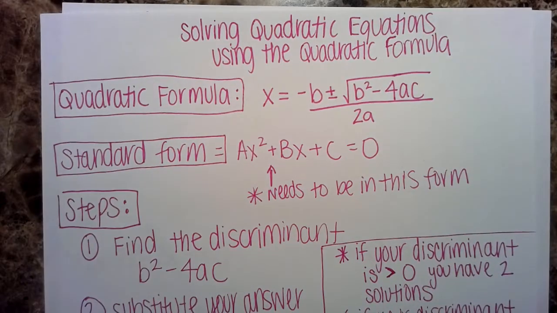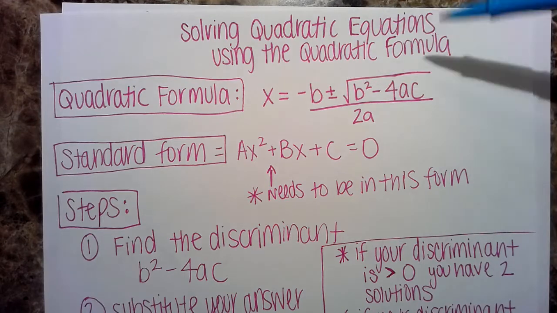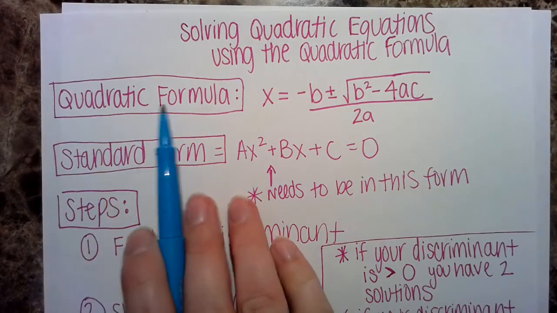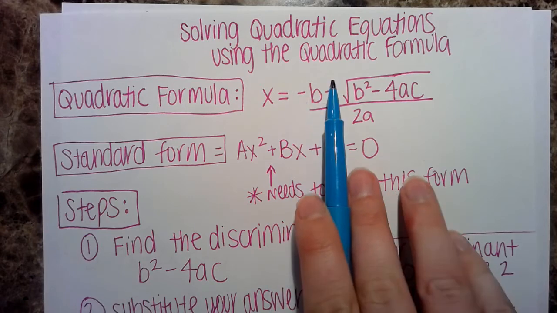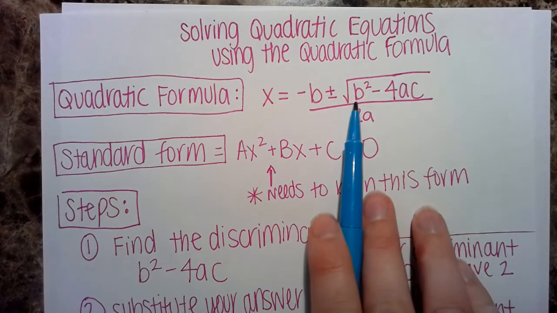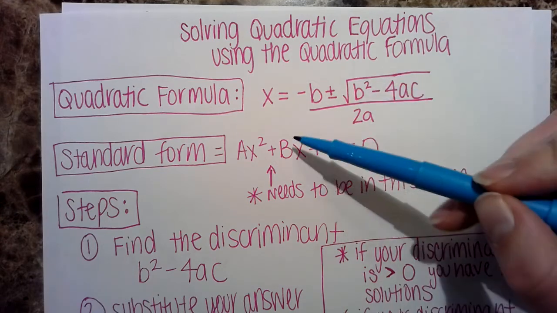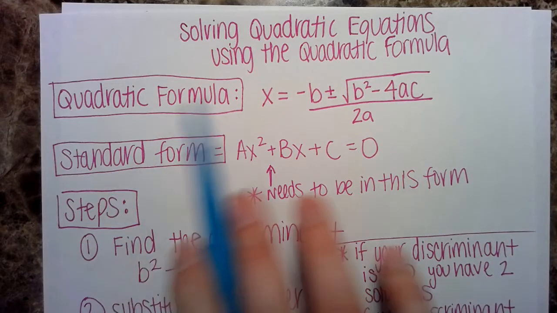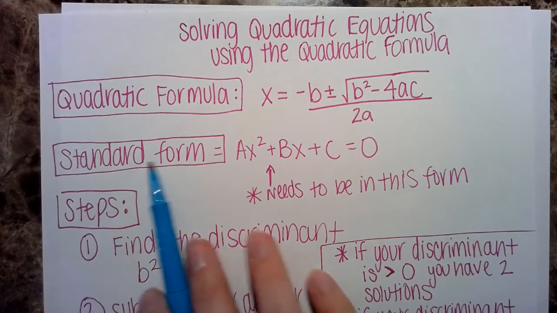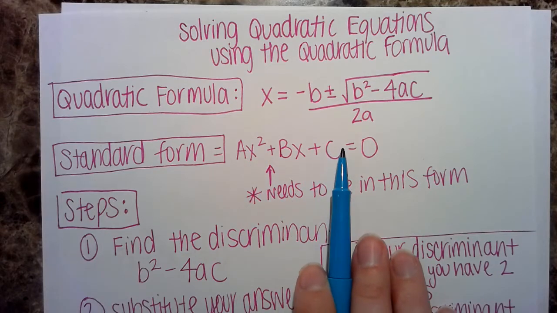So we're going to be solving quadratic equations using the quadratic formula. The quadratic formula is x equals the opposite of b plus or minus the square root of b squared minus 4 times a times c, all over 2 times a. Now, for you to use the quadratic formula, we have to remember that it has to be in standard form. So that's ax squared plus bx plus c equals 0.